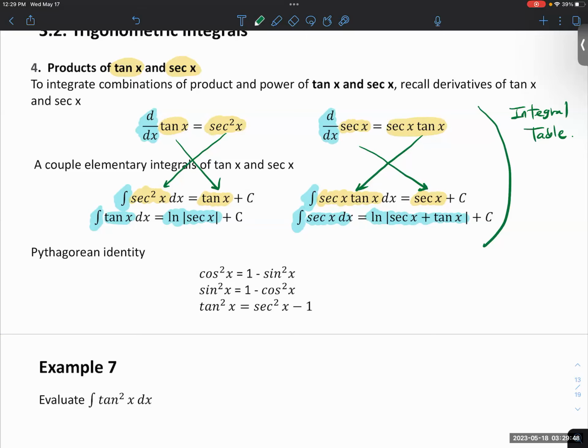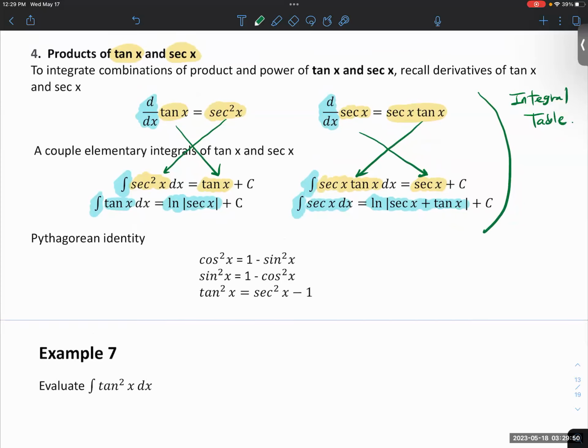And then just one more thing I want to talk about. We already know the Pythagorean identity. So these are Pythagorean identities: sine squared x plus cosine squared x equals 1.